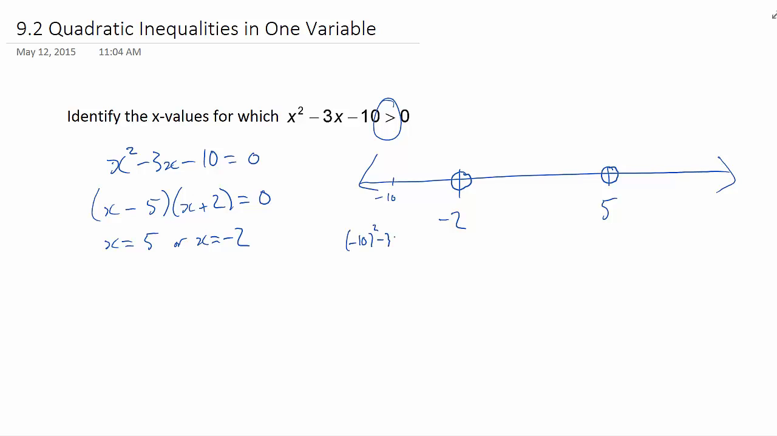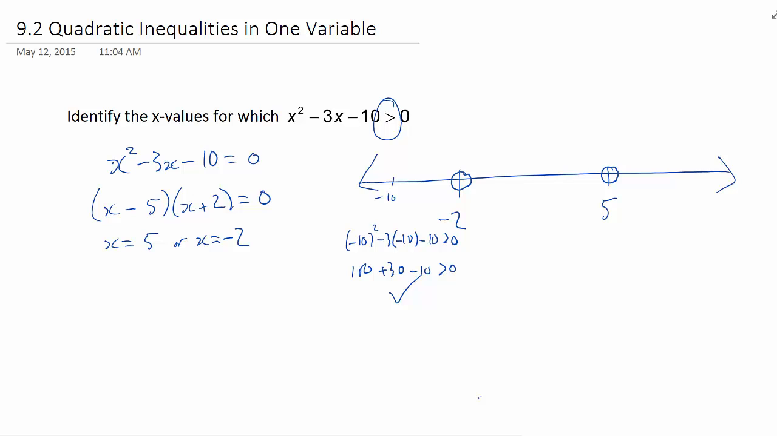-10 squared minus 3 times -10 minus 10 greater than 0. This is 100 plus 30 minus 10 greater than 0. I don't even have to finish calculating that. I know that's going to be true.